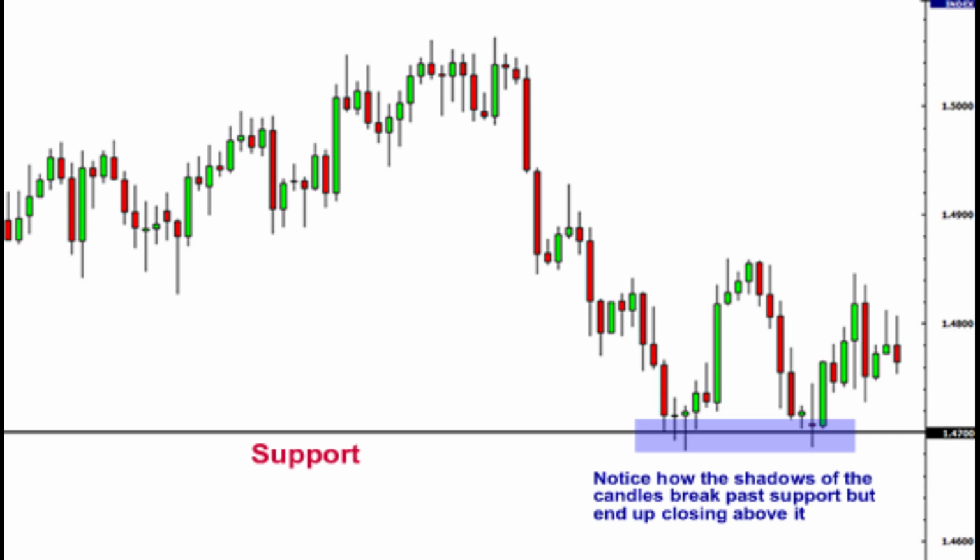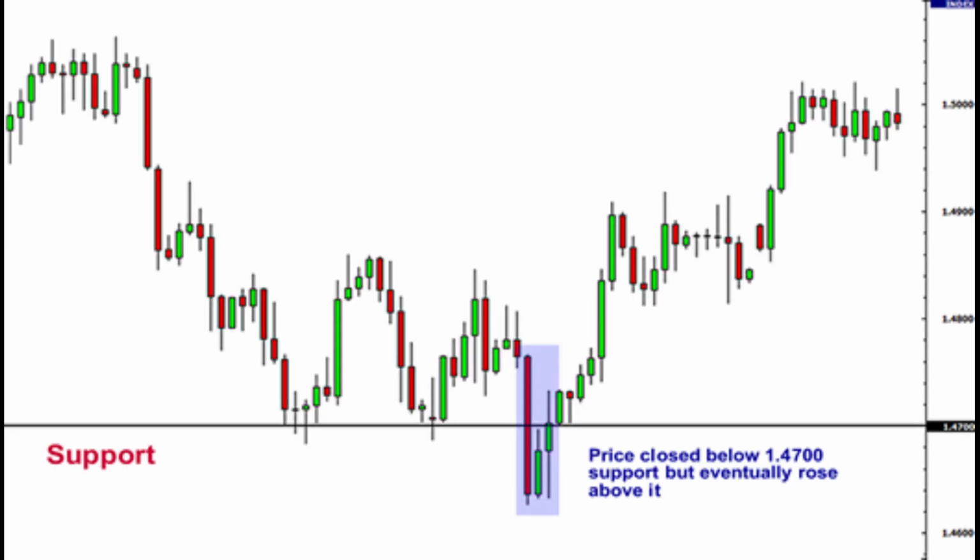There is no definite answer to this question. Some argue that a support or resistance level is broken if the price can actually close past that level. However, you will find that this is not always the case. Let's take our same example, and see what happened when the price actually closed past the 1.4700 support level. In this case, the price had closed below the 1.4700 support level but ended up rising back up above it. If you had believed that this was a real breakout and sold this pair, you would have been seriously hurting.